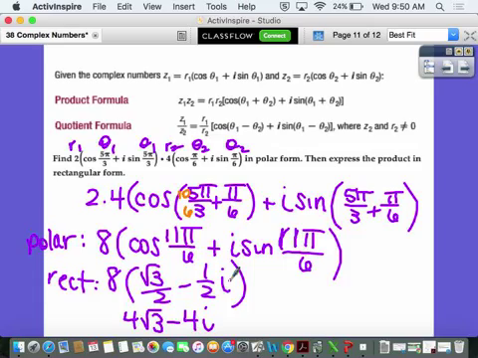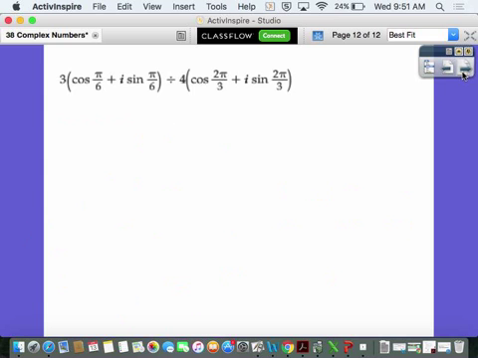Pretty simple, right? It's just following the formula. When you're multiplying, you multiply your r's and add your thetas. When you're dividing, you divide your r's and subtract your thetas. On the test, would we begin with that? I haven't decided quite yet. I will let you know. It's simple. It's the same setup for everything.